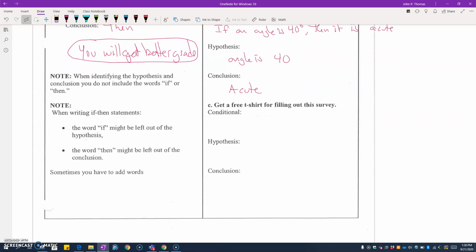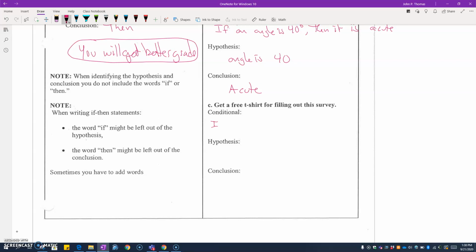All right, then the third one on this section says, get a free t-shirt for filling out this survey. Now, you really want to be careful in some situations because it does appear almost backwards. You want to think about cause and effect. So in this, getting the free t-shirt doesn't cause you to fill out the survey. It's filling out the survey that causes you to get a free t-shirt.